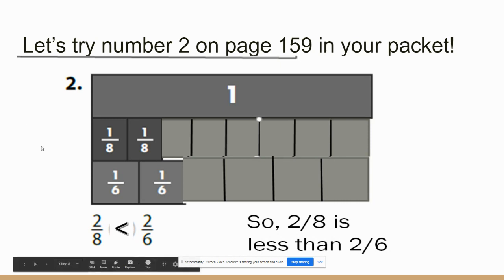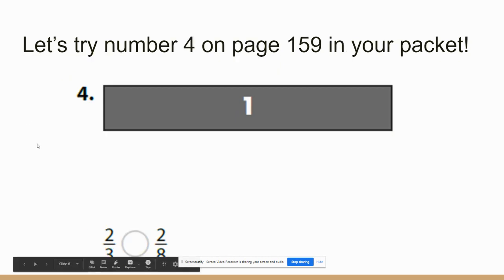Okay? We will try another one. This time it'll be number 4 on page 159 that's in your packet. Now this time they left us with just the whole. So that means we're going to have to do a little bit of work. So if you can look at your equation, you notice that it says 2/3, here's our comparing circle, 2/8. So what should be the first thing we do? Well, first of all, we notice, again, that the numerators are the same. So we know that we're focusing on 2 parts of the wholes.